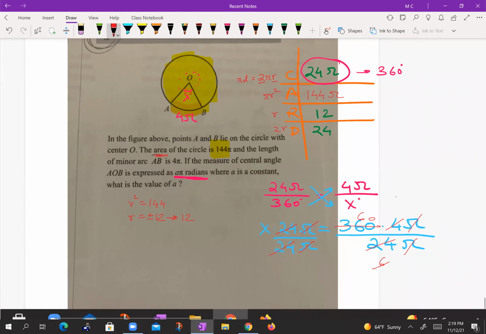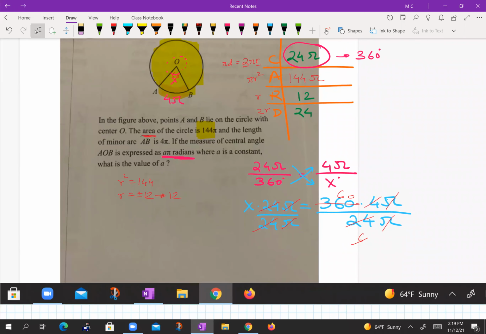60 degrees is not the final answer because you have to convert that to radian. How do you convert degree to radian? You multiply that by pi over 180. So take 60 degrees, multiply by pi over 180. That becomes pi over 3, which is actually 1/3 pi. So that little a there, that a is actually 1/3. So the answer is 1/3. Let's say 1/3 is the final answer.